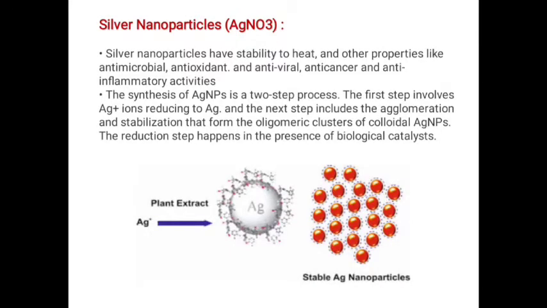Silver nanoparticles. Silver nanoparticles have stability to heat and other properties like antimicrobial, antioxidant, antiviral, anti-cancer, and anti-inflammatory activities. The synthesis of silver nanoparticles is a two-step process. The first step involves silver ions reducing to Ag, and the next step includes the agglomeration and stabilization that form the oligomeric clusters of colloidal silver nanoparticles. The reduction step happens in the presence of biological catalysts.